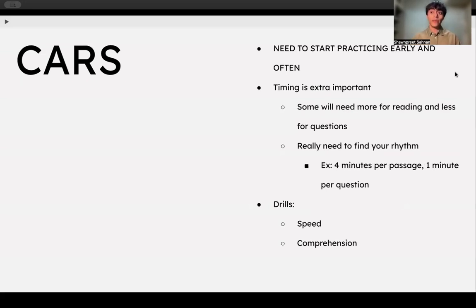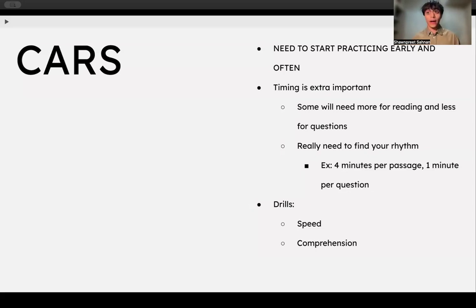If you notice you have a problem with CARS, you need to start practicing early and often. Take a diagnostic early on. See where all your sections are and see, hey, do I need to focus on CARS? If you don't need to focus on CARS, that's awesome. It's so difficult to improve in CARS, as so many people have told me. But if you have it down already, that's great. If you don't, practice is the name of the game. It's how you improve in CARS.